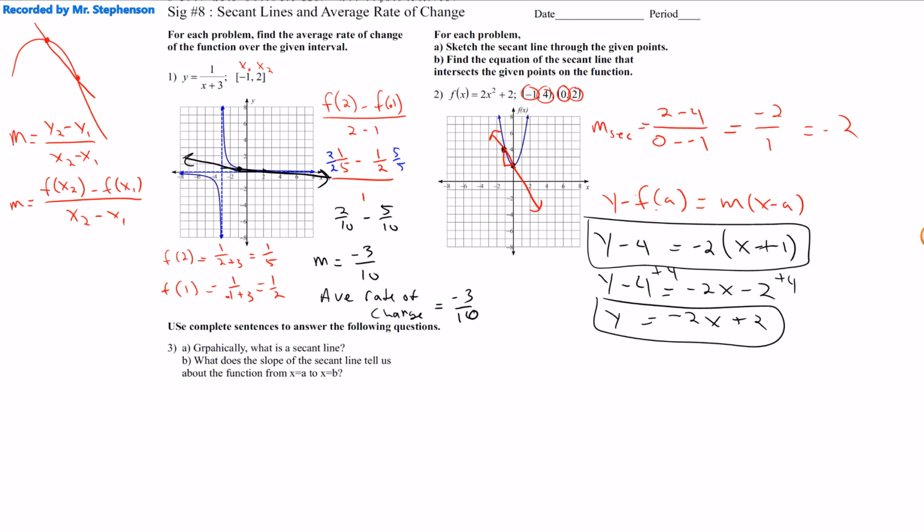And then for part 3, it's asking graphically, what is a secant line? Well, this is one of the definitions you got. It's a line that passes through 2 points on your graph. What does the slope of the secant line tell us about the function? It tells us the average rate of change of that function from A to B. And so that's how you have to answer those questions.